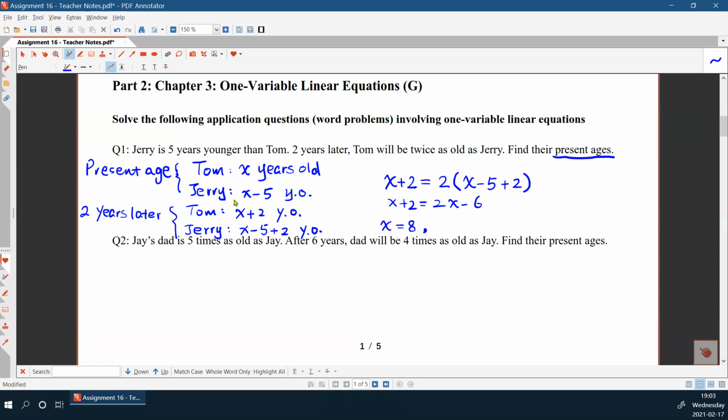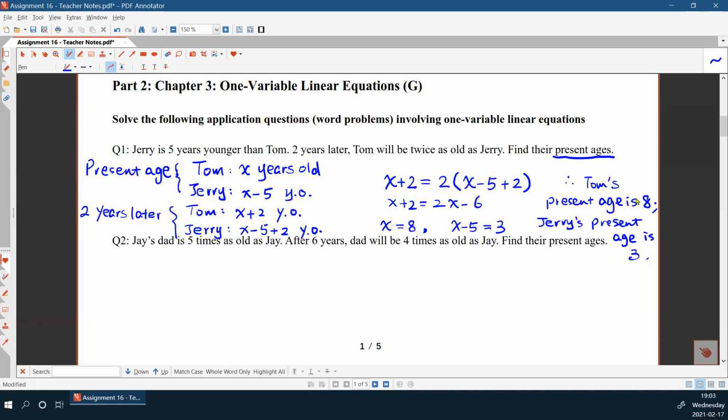So if you want to find Jerry's present age, it is X minus 5. So X minus 5 is 3. So Jerry's present age is 3. So now we can make a conclusion. Tom's present age is 8. And Jerry's present age is 3, right?